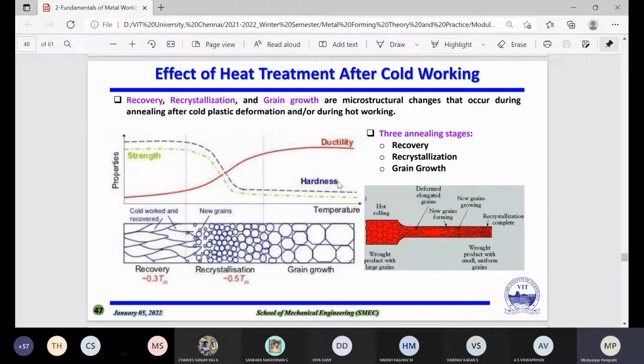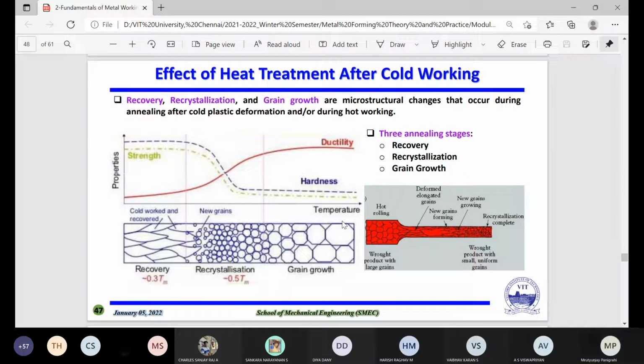And if somebody asks you why the hardness is decreasing when you go towards recrystallization and grain growth, can somebody tell why? Just guess. Anyone? Or the strength, for example, the strength is decreasing.